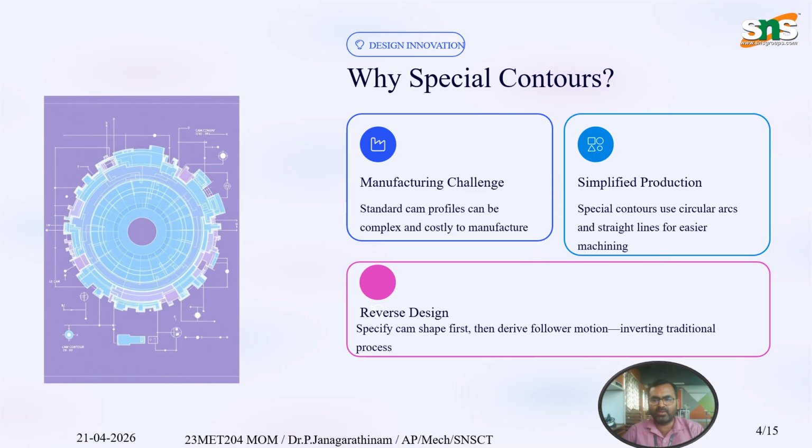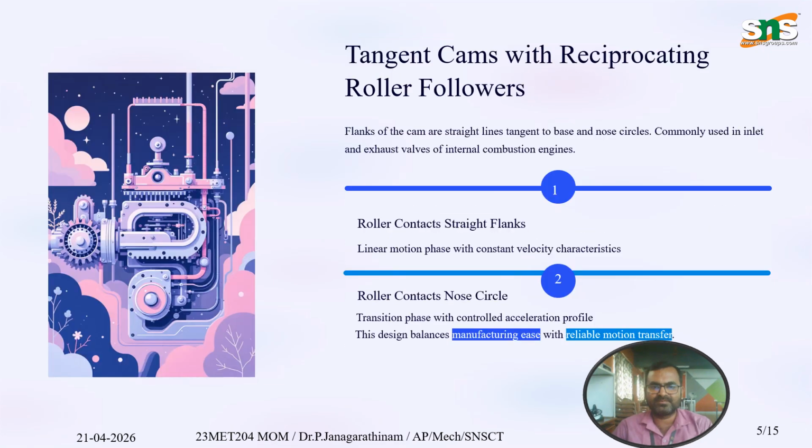So why are we going for a special contour? Because of the manufacturing challenge. First of all, standard cam profiles can be complex and costly to manufacture. For simplified production, special contours use circular arcs and straight lines for easier machining, and the reverse design specifies the cam shape first and then drives the follower motion, inverting the traditional process.